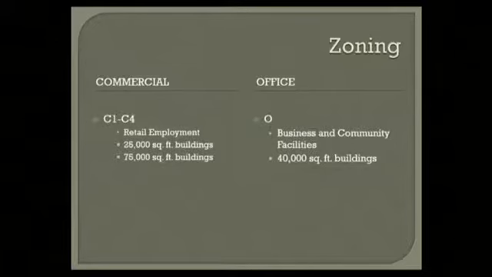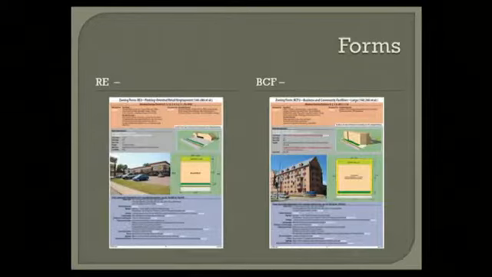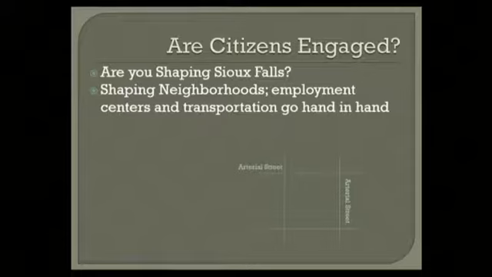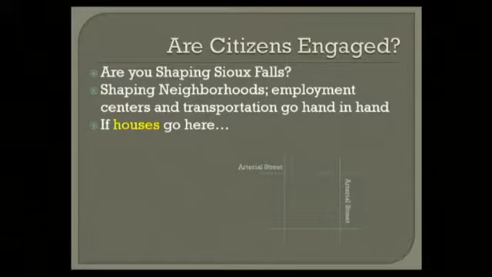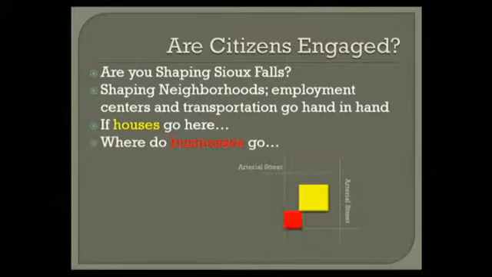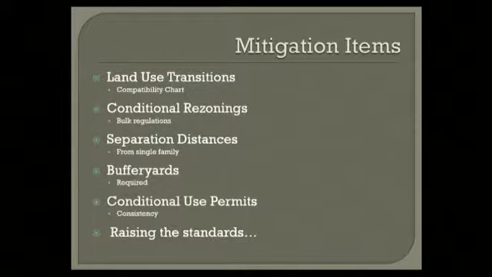What commercial is, C1, C4, what office is, what the forms are. Again, if the public has questions on those, we walk them through what the different forms are. We talked about this last time, getting the citizens more engaged, looking at an arterial street, where do the houses go? The houses go right in the middle. Businesses go on the edge. That helps the transition from that busier arterial street.